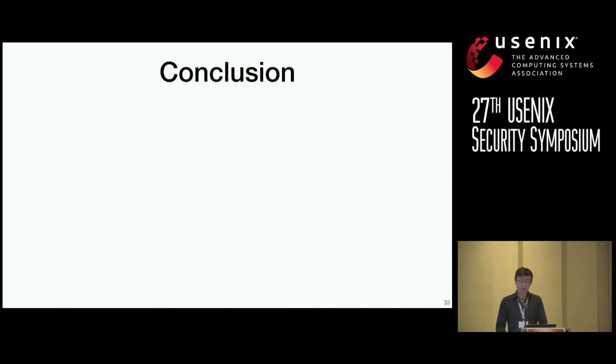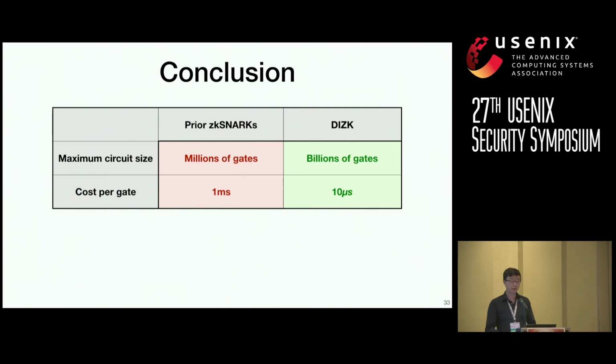So in conclusion, we found that prior zk-SNARKs support maximum circuit sizes of approximately millions of gates at an amortized cost per gate of about 1 millisecond. And we find with our techniques that DIZK is able to support maximum circuit sizes in the billions of gates at an amortized cost per gate of 10 microseconds.